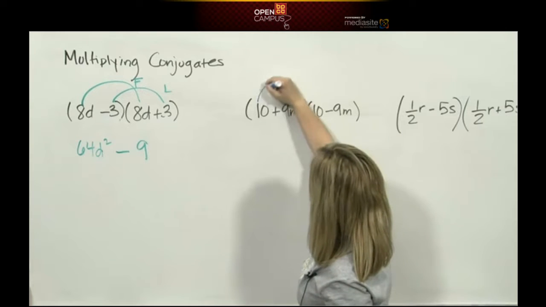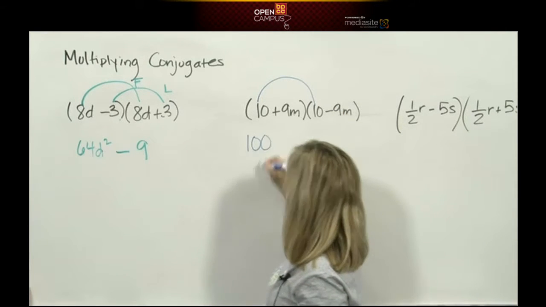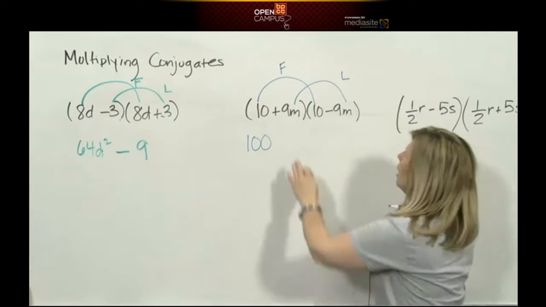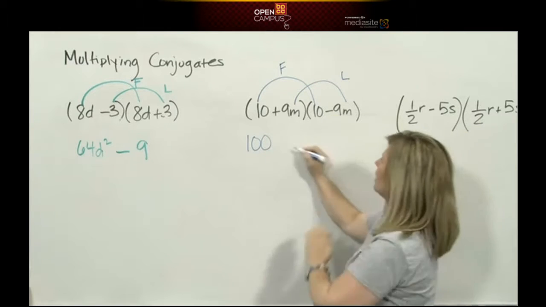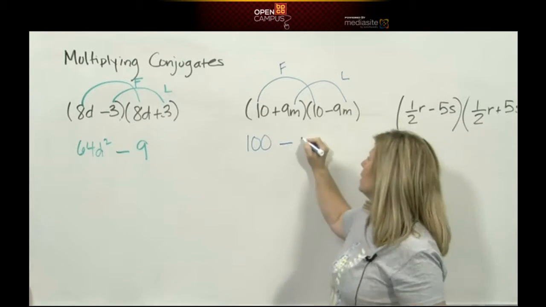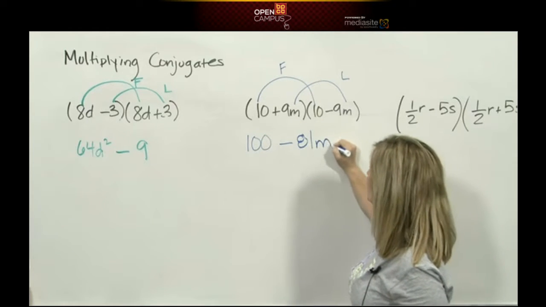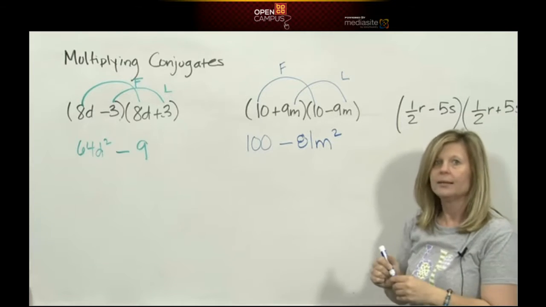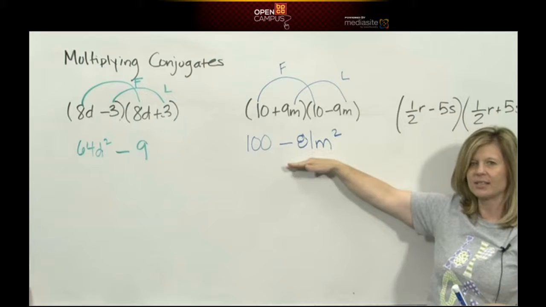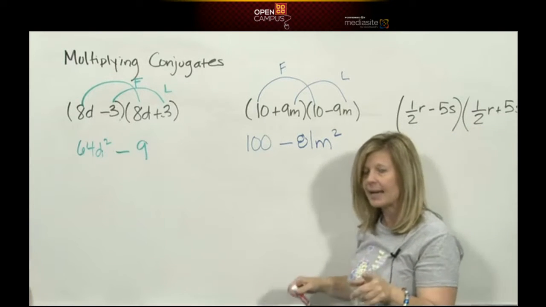So we're going to do first times first. 10 times 10 is 100. And then we're going to do last times last. A positive times a negative is a negative. 9m times 9m. 9 times 9 is 81. M times m till the day you die is m squared. Now here's the problem. Is this answer written in the correct descending order? No. So guys, be careful, guys and gals.